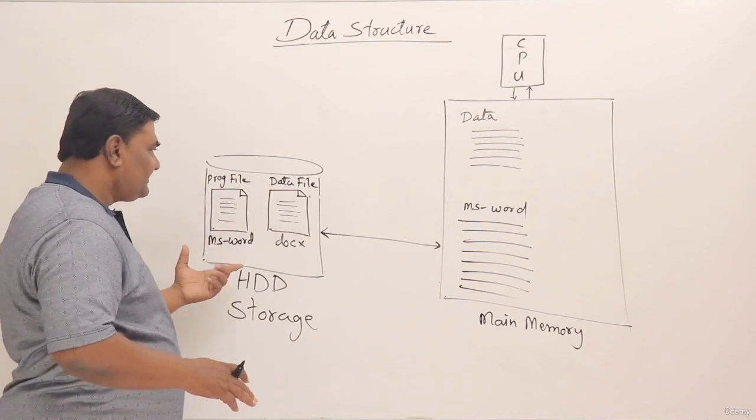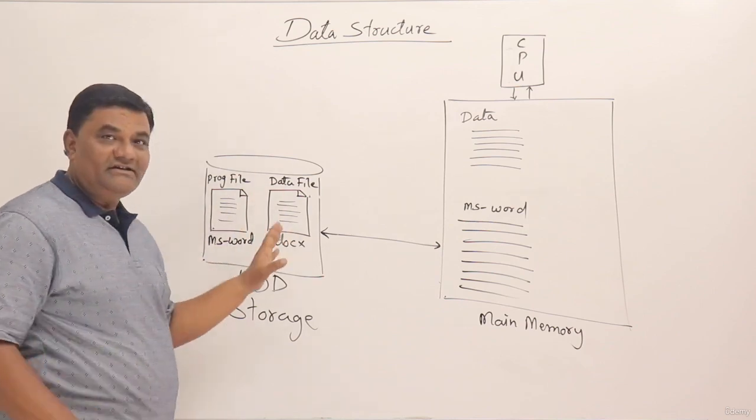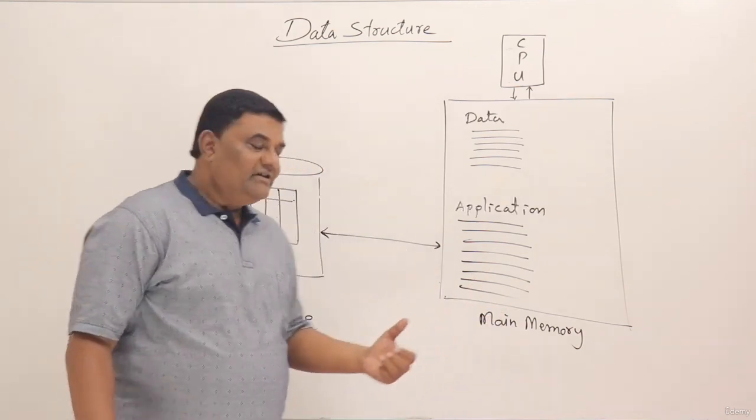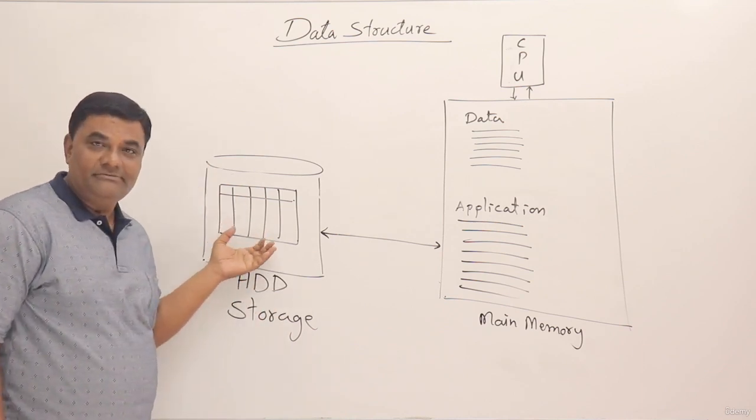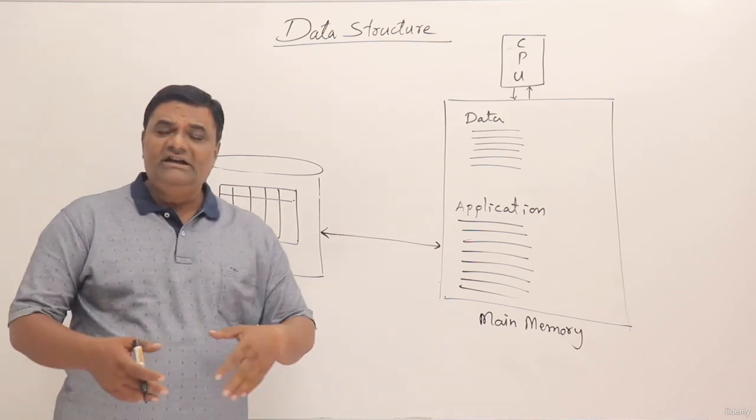So I'll just remove this and show you a relational table that is kept on the disk. Now you can see here that on the hard disk, this is a table, a database table. I am showing only one table. There may be many tables.